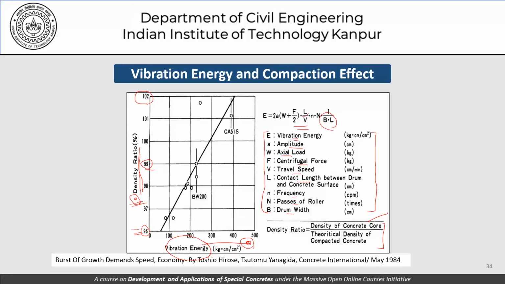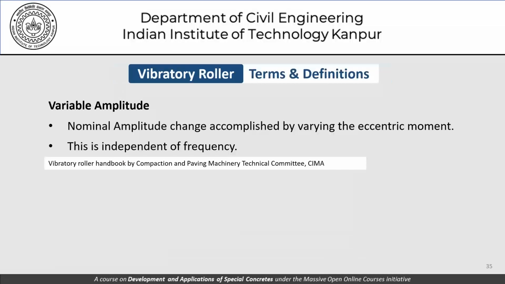What are the kind of parameters which are going in the numerator the way they are, and so on. Some more definitions, I had said that we will leave it out of the main lecture and leave you with some ideas and request you to think about it a little bit more. Some of them are the variable amplitude, the nominal amplitude change accomplished by varying eccentric moments, and this part is independent of the frequency.